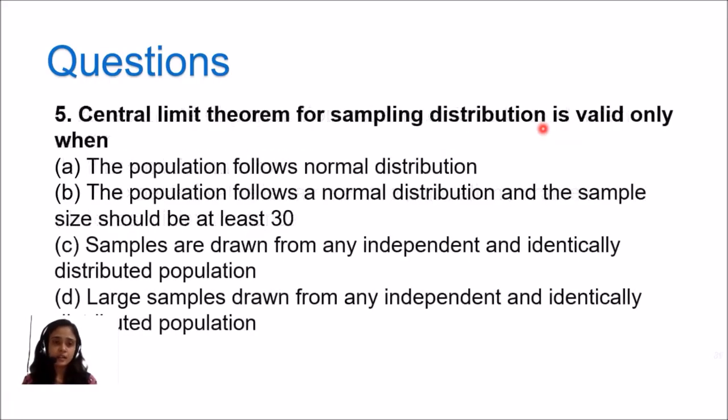Then comes the central limit theorem: the sampling distribution is valid only when it is valid. We have discussed this topic, the central limit theorem, in this particular video. So you can check the central limit theorem concept, and you can relate all these options to the theory. Whichever relates to our theory will be your answer. Only one option will be exactly related to our theory, so you can choose the answer accordingly.